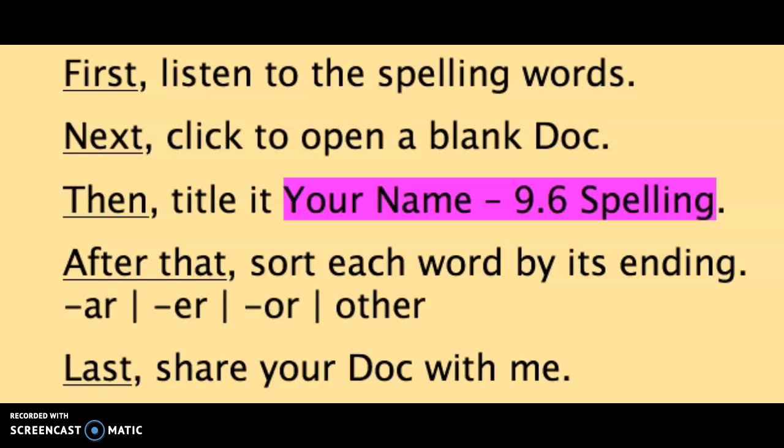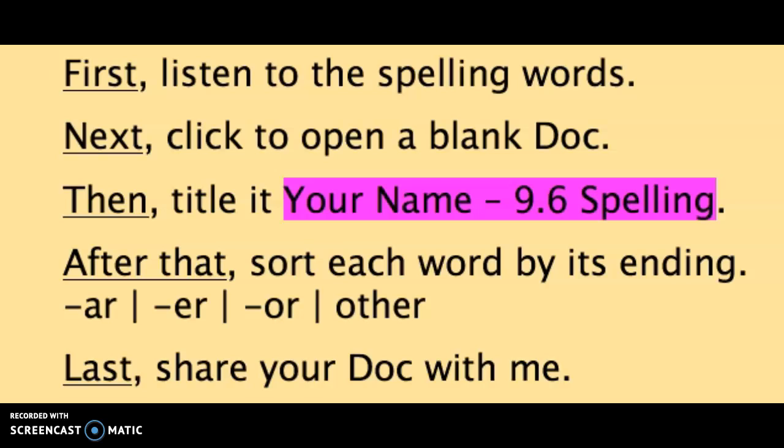Before you get into today's spelling activity, the first thing you want to do is listen to the spelling words in the second video. The next thing you're going to do is click the link at the bottom of the page to open up a blank Google Doc. Then you're going to title that Google Doc with your name and 9.6 spelling.